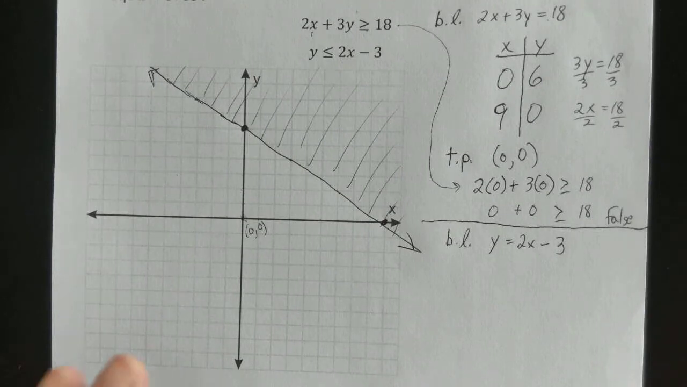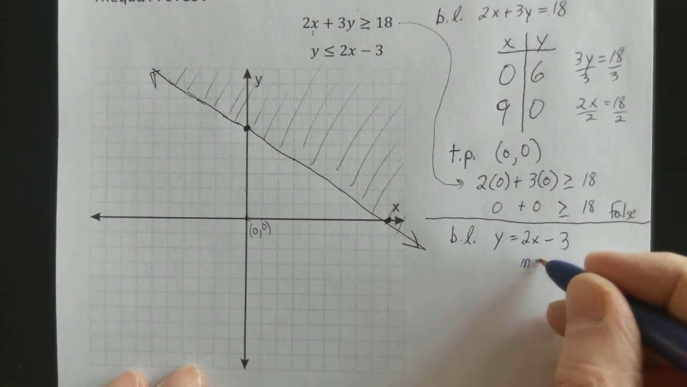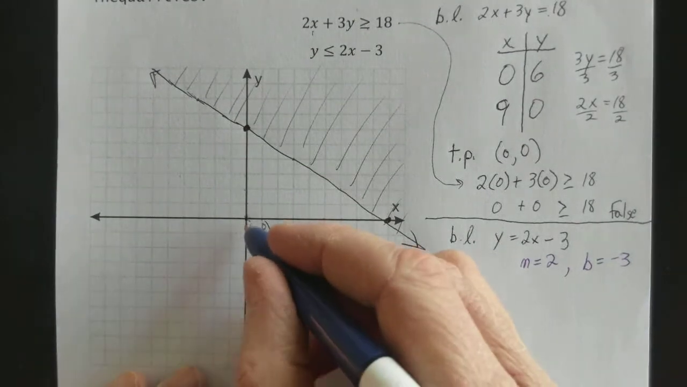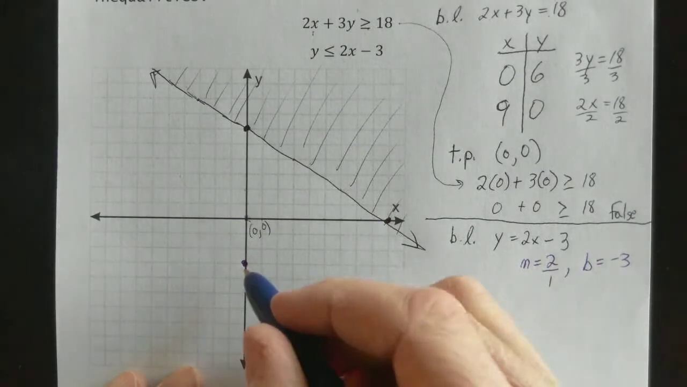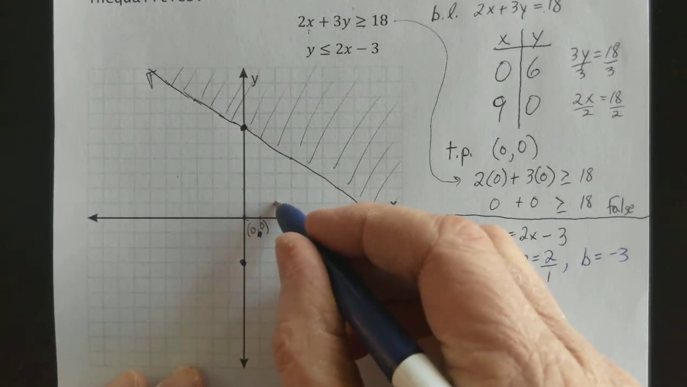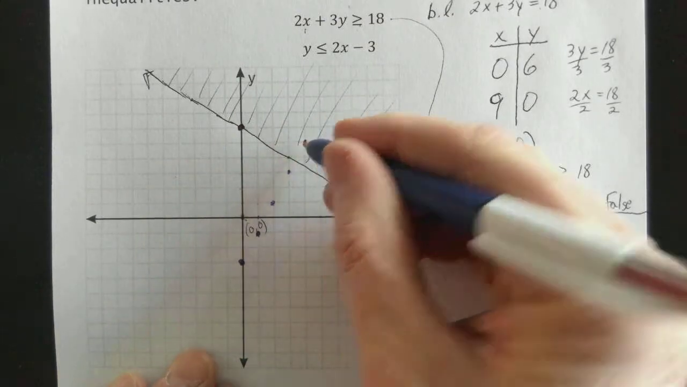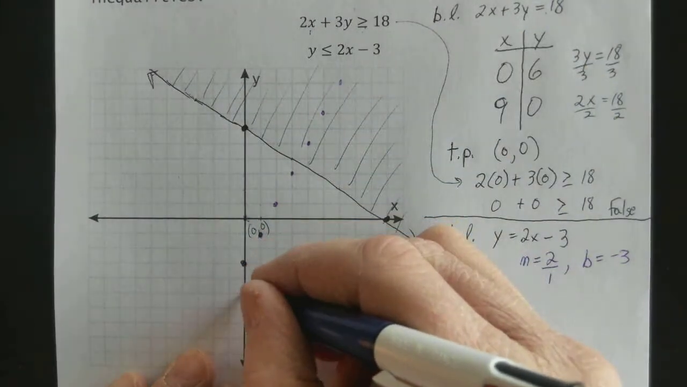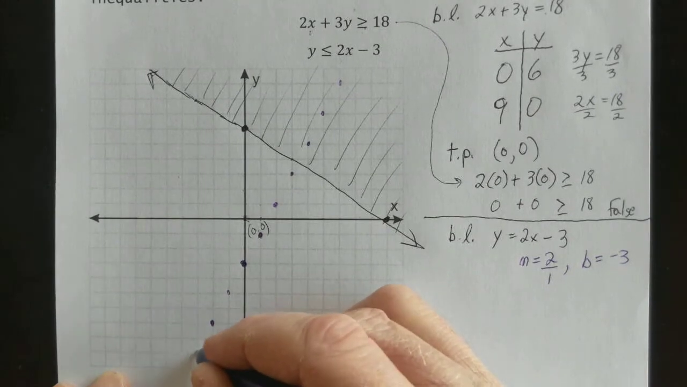Now the slope is 2 and the y-intercept is negative 3. So let's begin on that y-intercept, negative 3, and then do a rise over run. Up 2 over 1, up 2 over 1. Do that several times. And go down to the left 1, down to the left 1.